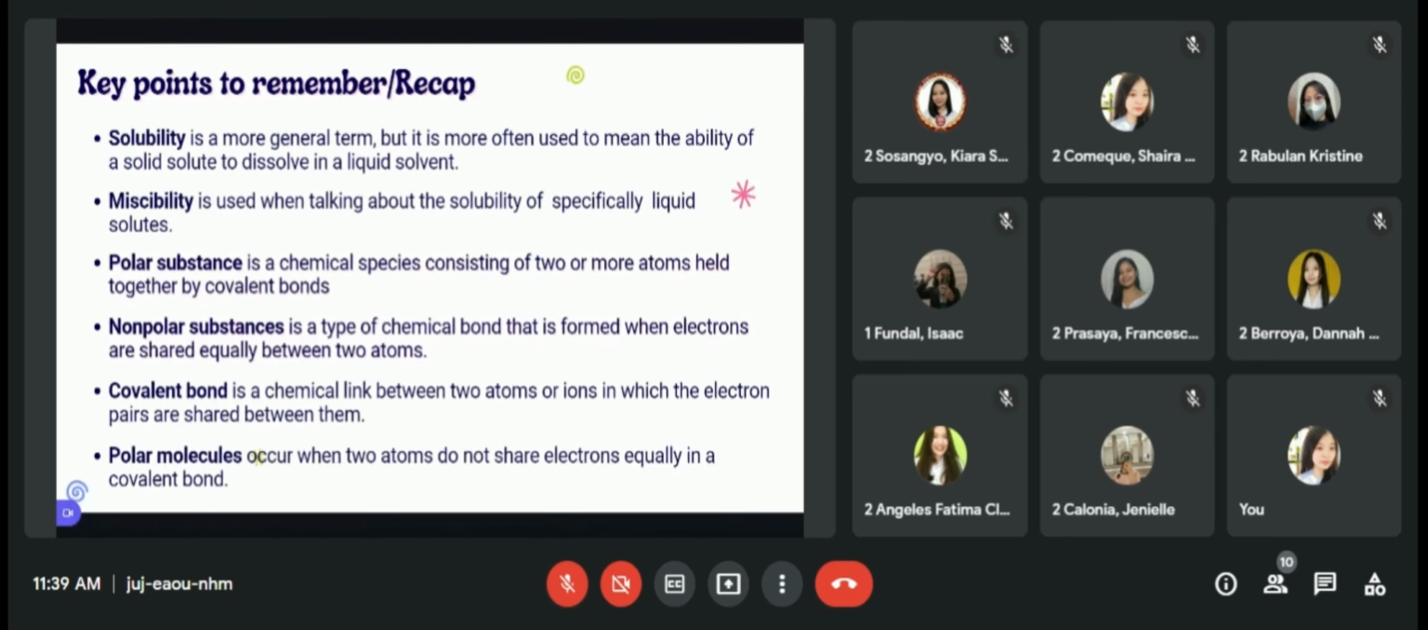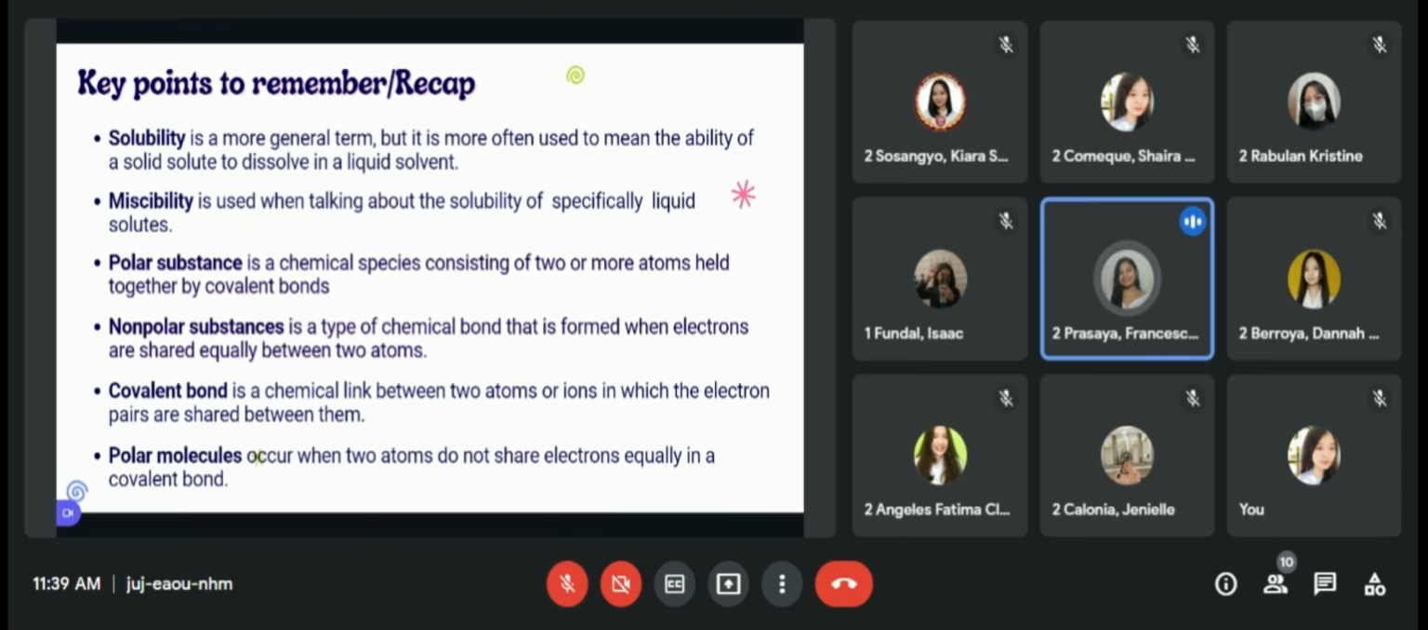So to sum it all up, here are the key points to remember. Solubility is a more general term, but it is more often used to mean the ability of a solid solute to dissolve in a liquid solvent. The next, miscibility, is used when talking about the solubility of specifically liquid solutes.